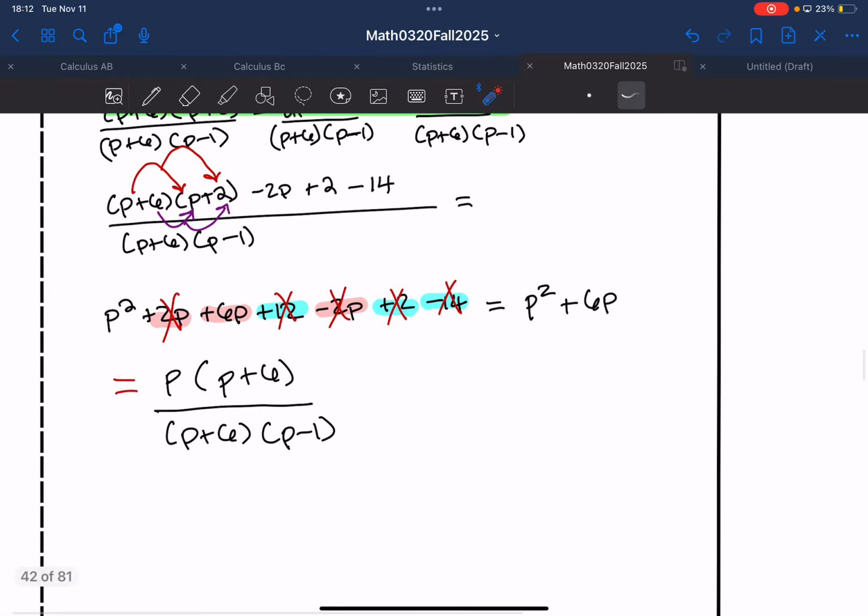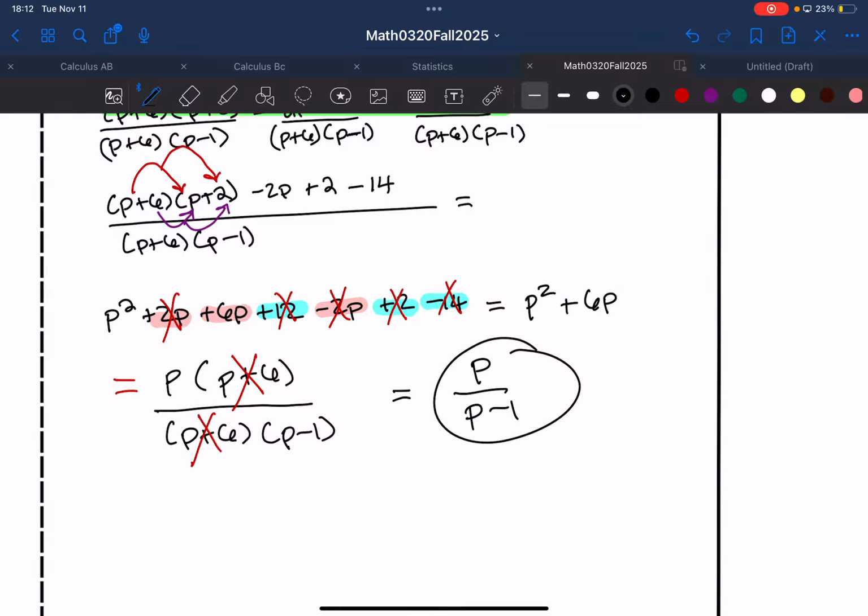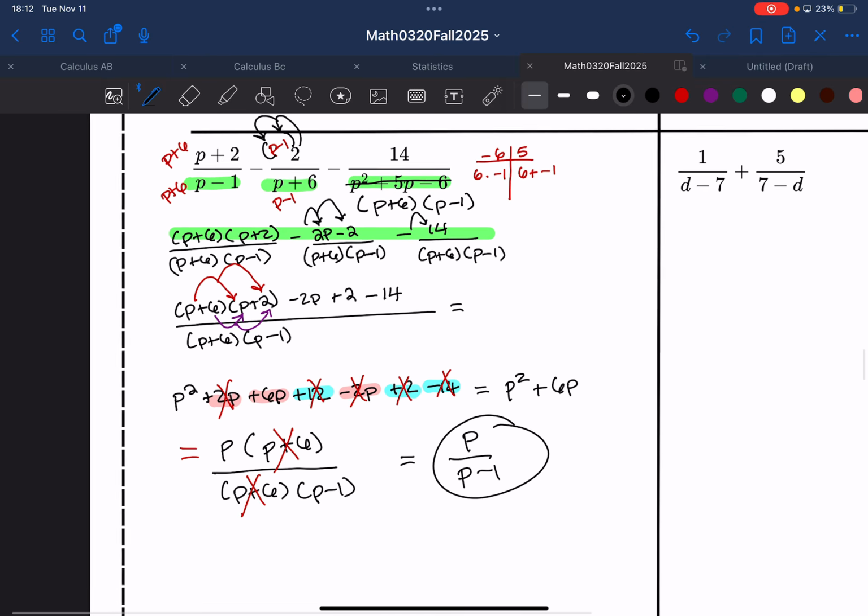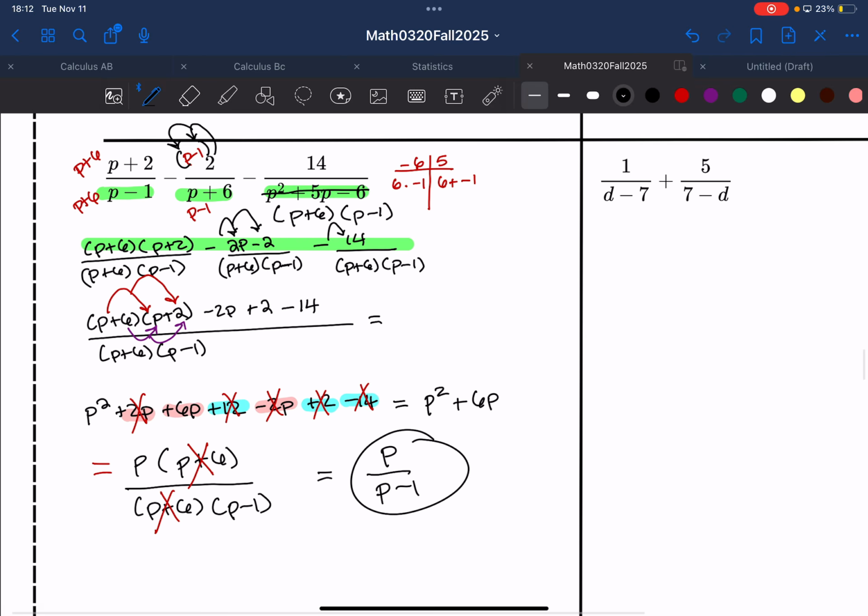Which means now, can we cancel anything? Yes. What can we cancel? And why can we cancel? Because it's multiplication. P is being multiplied by p plus 6. And p plus 6 is being multiplied by p minus 1, which means I can cancel them out. And I am left with what? P over p minus 1. That's my answer. That's super fun.